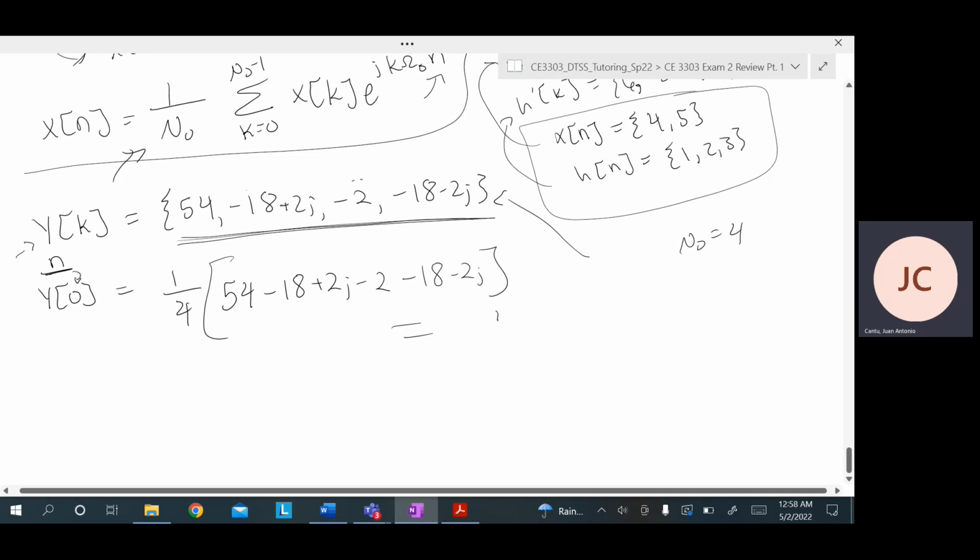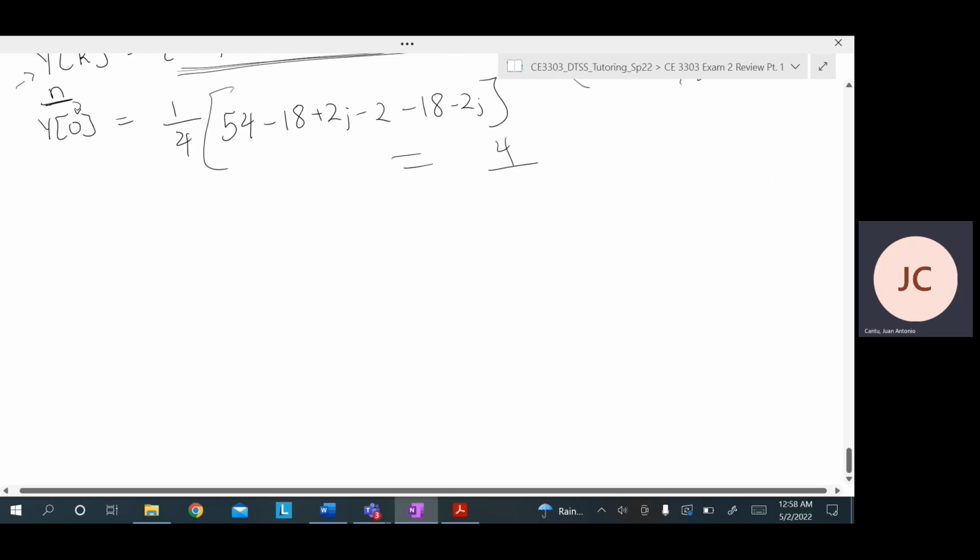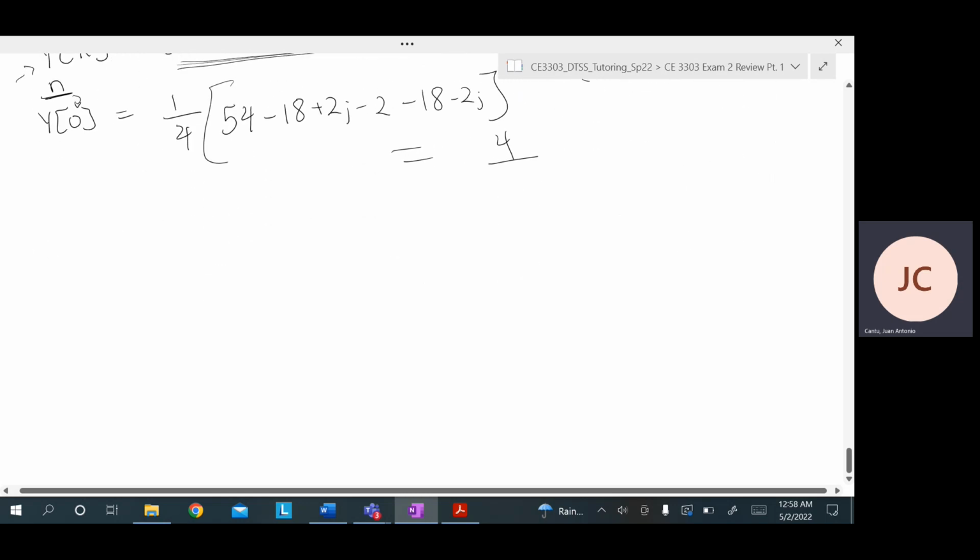So if you do the algebra, you should get 4. I'm going to skip some algebra steps. I'll have the answers here, that way you can check yourself. But if I do all the algebra steps, it's going to take way too long. Now if I do y of 1, I get 1/4 times 54 plus my coefficient, minus 18 plus 2j, that's the whole coefficient, e to the j pi halves.